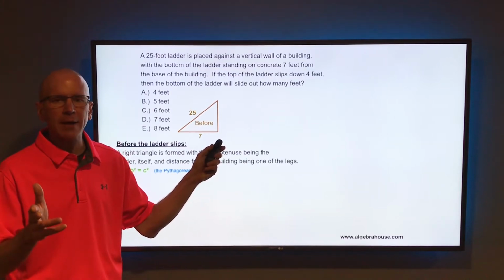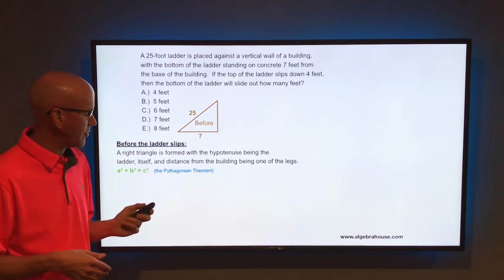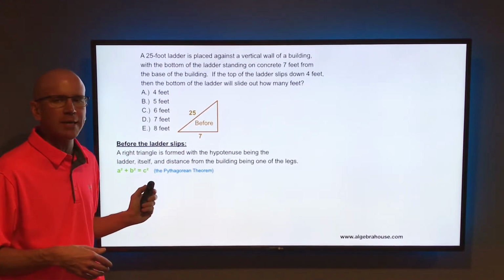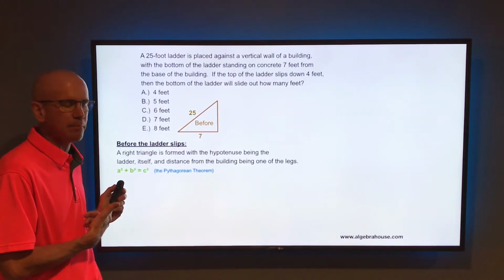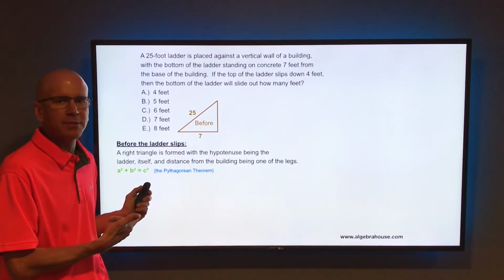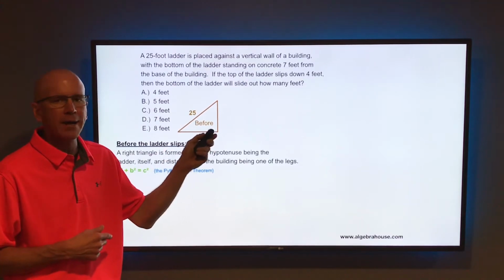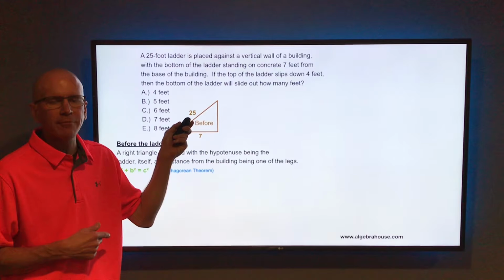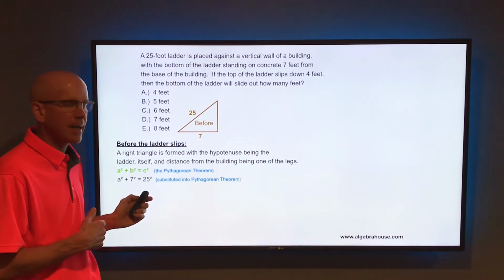So you could use the Pythagorean theorem to find out how high up the building that ladder was placed. Pythagorean theorem is a squared plus b squared equals c squared. In a right triangle, the sum of the squares of the legs, a and b, is equal to the square of the hypotenuse, c. In a right triangle, the hypotenuse is the side across from the right angle. In this case, the hypotenuse is 25.